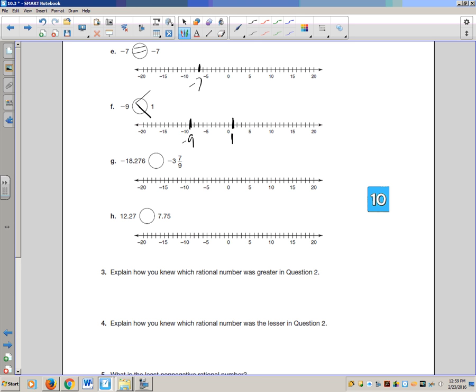We're graphing it so you can see it. The farther right, the bigger it is. Negative 18.276. It's going to be right about there. Negative 3 7/9. Negative 1, negative 2, negative 3, right about there. Less than. Negative 18 is less than negative 3. 12 is greater than 7. Now, there's 12.227 and 7.75. There's 6 or 7, right about there.